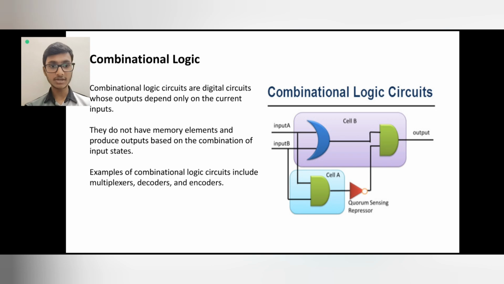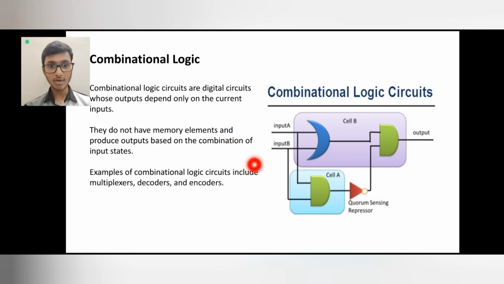Examples of combinational logic circuits are multiplexers, decoders and encoders. Decoders are such that if there are n input lines, there will be 2 to the power of n output lines. So for example, let us take 3 input lines. If there are 3 input lines in a decoder, the output will be 2 to the power of 3, that's nothing but 8 output lines.